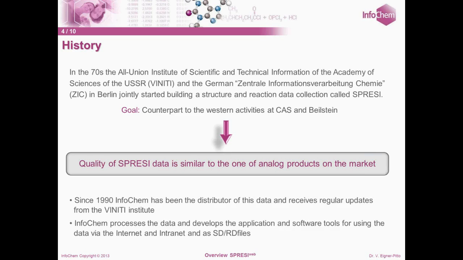Since 1990, InfoChem has the rights to distribute these data and has agreements to receive regular updates from the Vinity Institute that continues to collect these data. What we do is to process them, develop the application, so SPRESIweb, and the software tools to use the data, and yes, we always have updates to the SPRESIweb database.